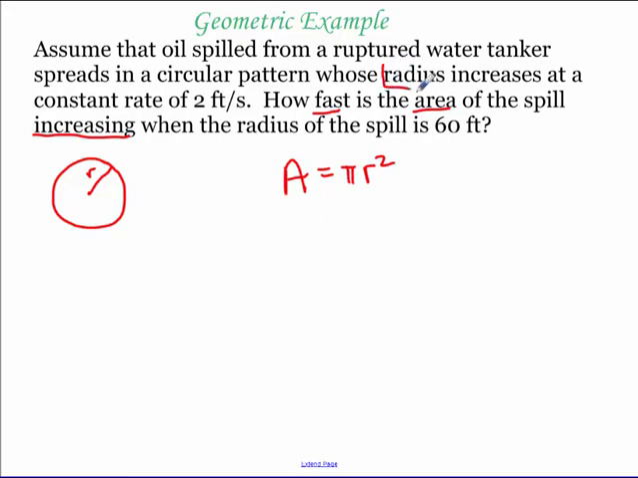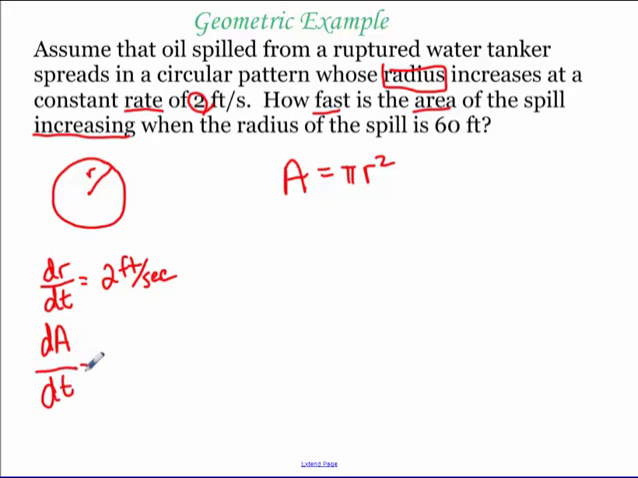The radius increases at a rate, so a derivative, of 2 feet per second. So dr/dt is equal to 2 feet per second. I want to know dA/dt, that's what I'm looking for, when r is equal to 60 feet.